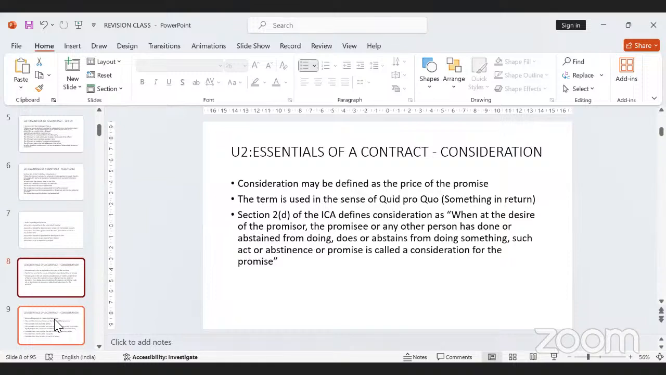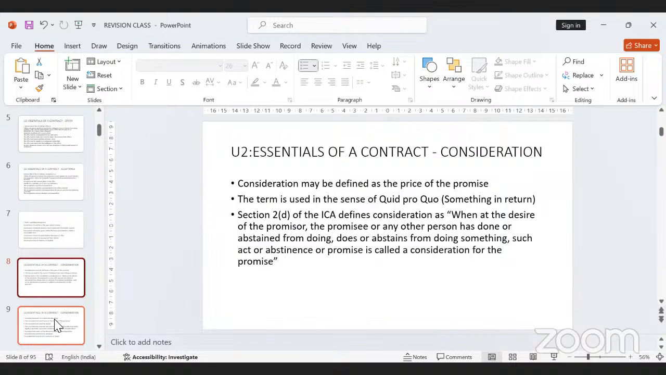Now, consideration also. There is one very important term which is used for consideration, and that term is quid pro quo. This is a Latin term which means something in return. So when there is a contract between me and X for sale of my house, what am I giving as a part of this contract? I am giving my house. And what am I getting in return? I am getting 1 lakh rupees in return. So 1 lakh rupees is my consideration.